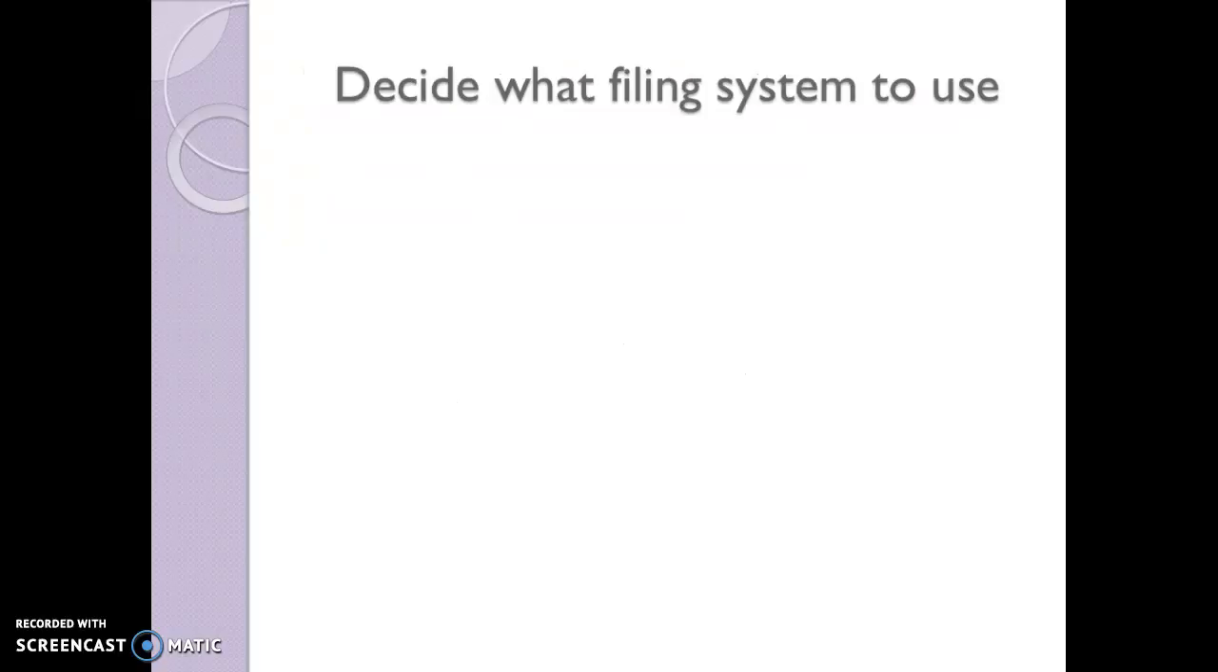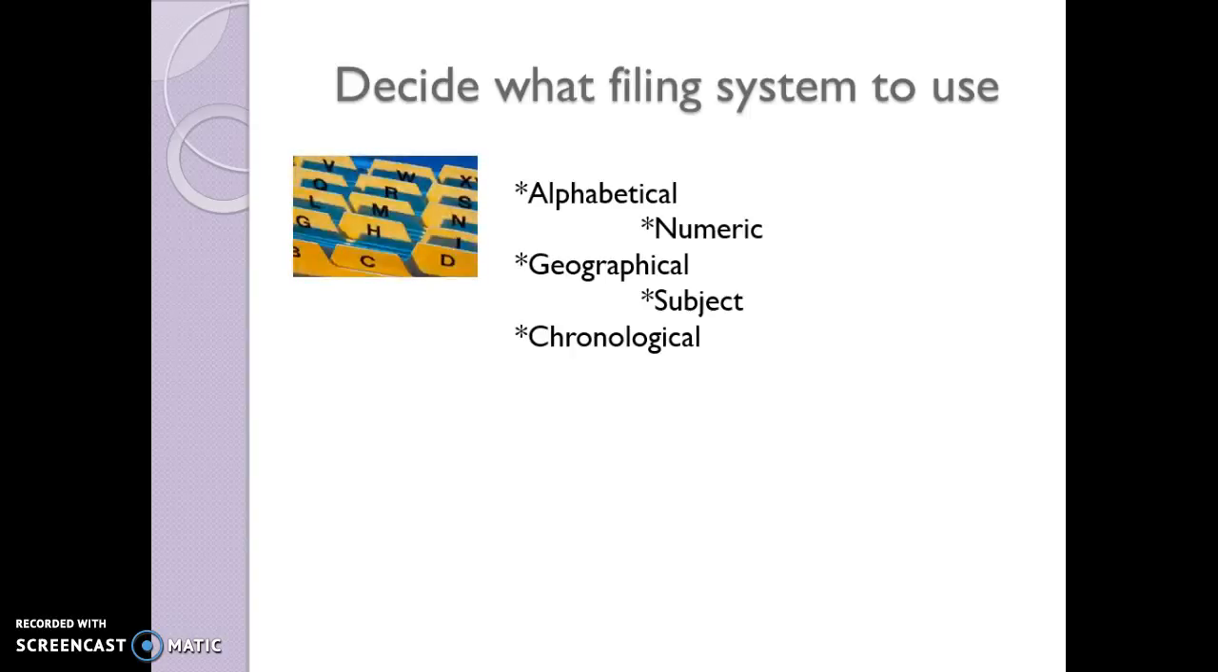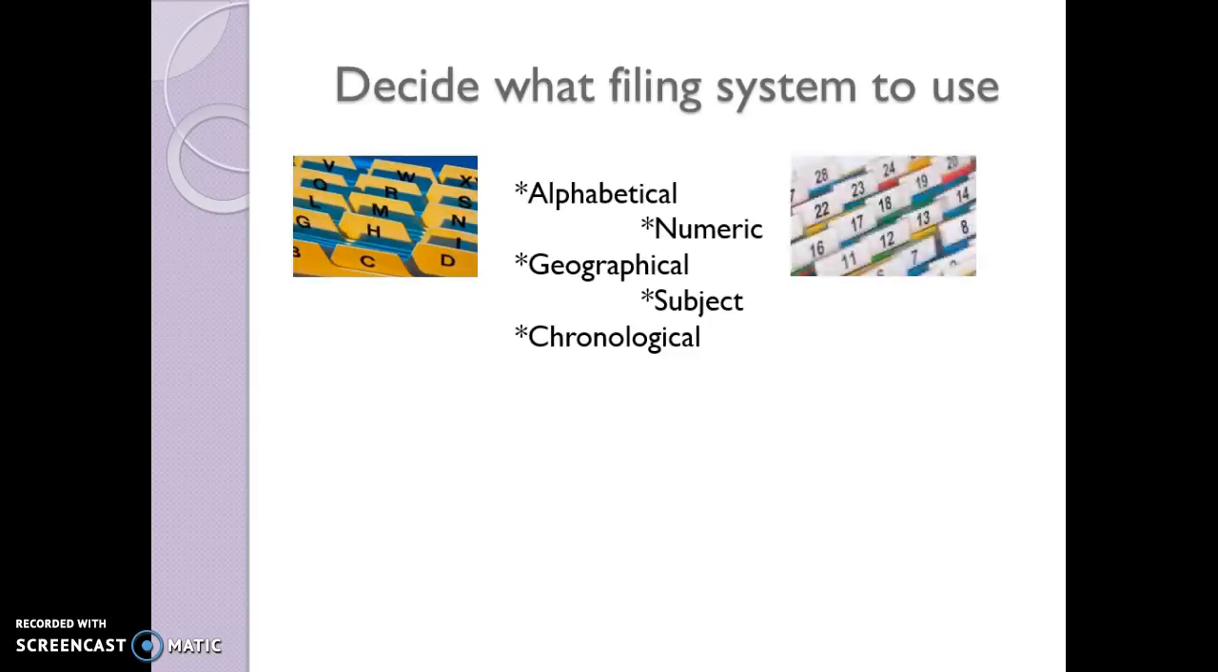So you need to decide what filing system to use. There's alphabetical, numeric, geographical, subject, or chronological. Alphabetical documents would be filed from A to Z in a filing system. Numeric, they would be filed by number.